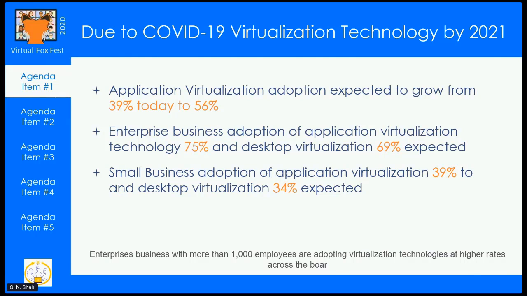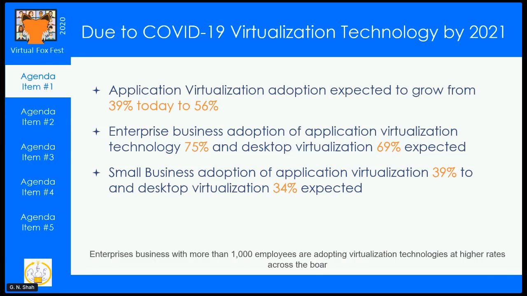Everyone has to work remotely. And we have seen, based on the report, that virtualization adoption is expected to grow from 29% today to 56%. Enterprise businesses are going to adopt this virtualization technology at 75% and desktop 69%. And similarly, small businesses are expected to grow from 39 to 34%.